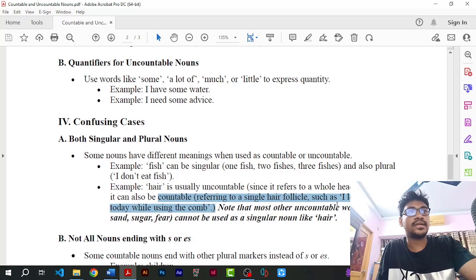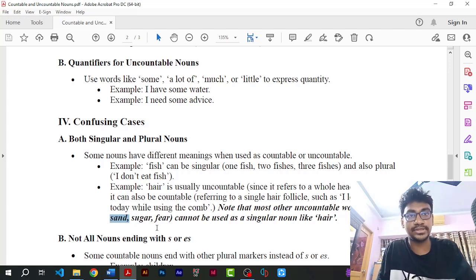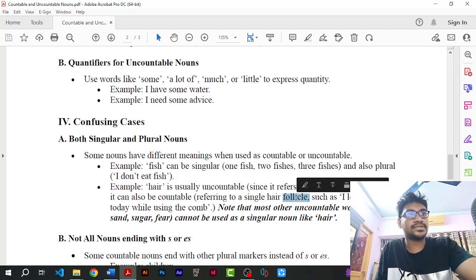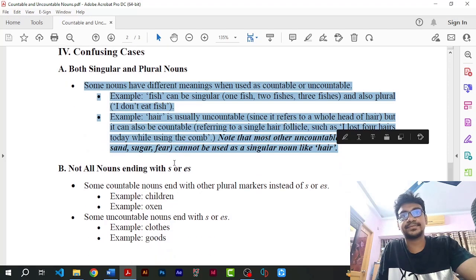However, hair is an exception. For example, you should not say there are a lot of sands or I saw 3 sands. Okay, I saw 3 sugars, 2 sugars. There are 2 fears in me. So don't say it like that. So sugars, even if there are, for example, some grains of sugar, you can use the word grains. Okay, but for hair follicles, it's not mandatory to use follicles. You can simply say or write hairs. So these are just a few exceptions.